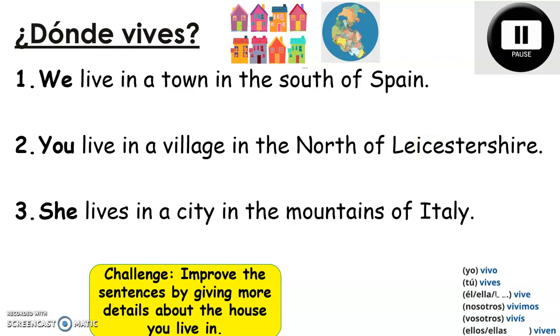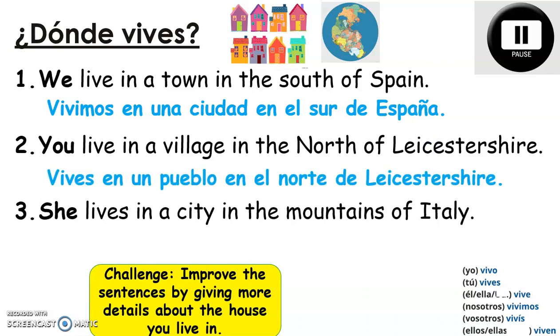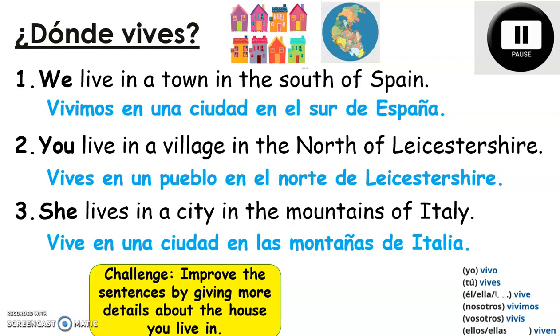Right, we live in a town in the south of Spain. Vivimos en una ciudad en el sur de España. 2. You live in a village in the north of Leicestershire. Vives en un pueblo en el norte de Leicestershire. 3. She lives in a city in the mountains of Italy. Vive en una ciudad en las montañas de Italia.